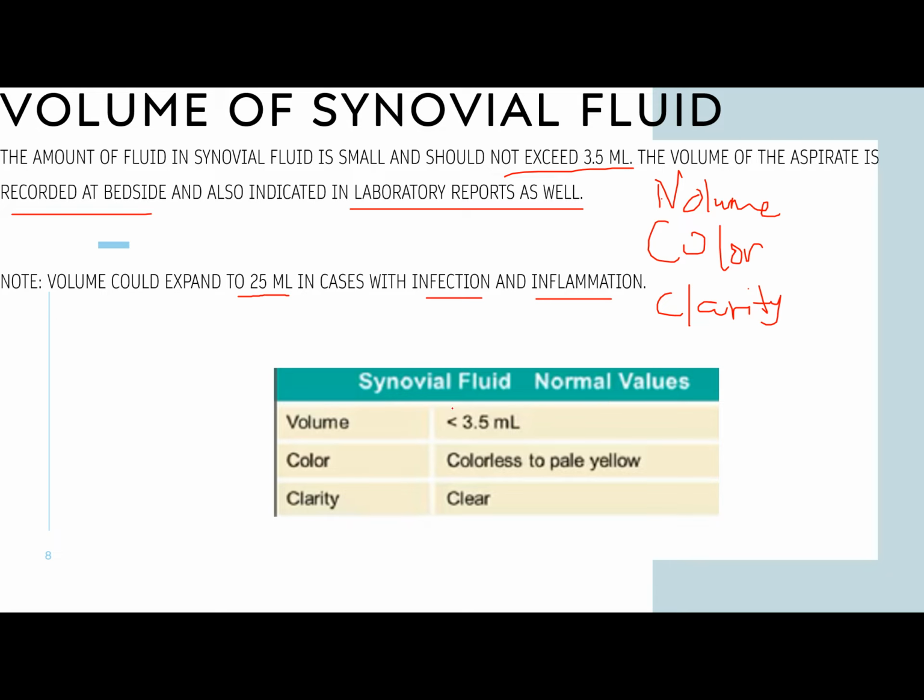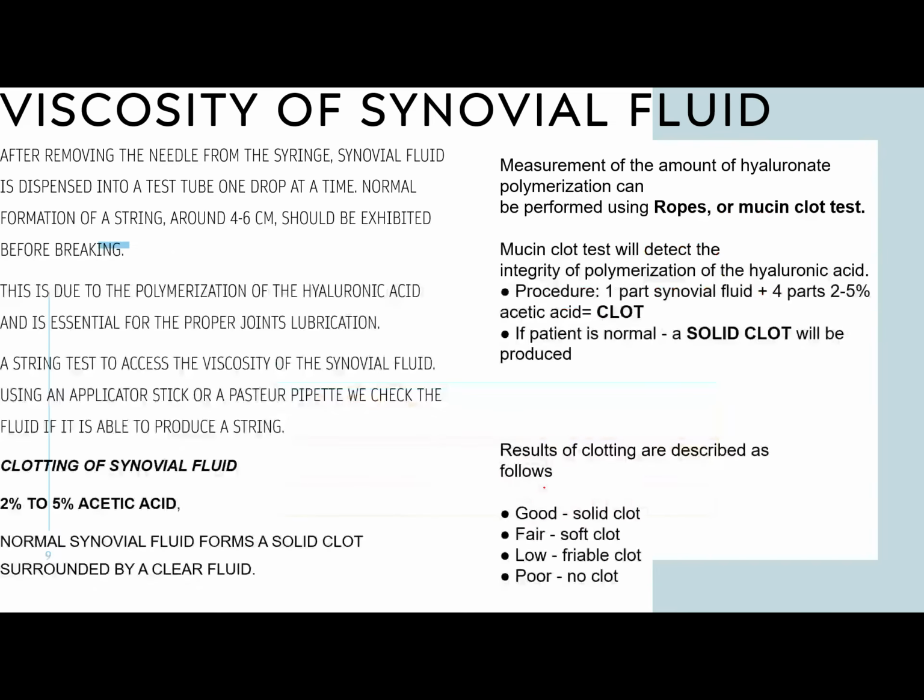So these are the normal values of your synovial fluid. The volume should be less than 3.5 ml. Color should be colorless to pale yellow, and clarity should be clear. Now let's talk about the viscosity of your synovial fluid.